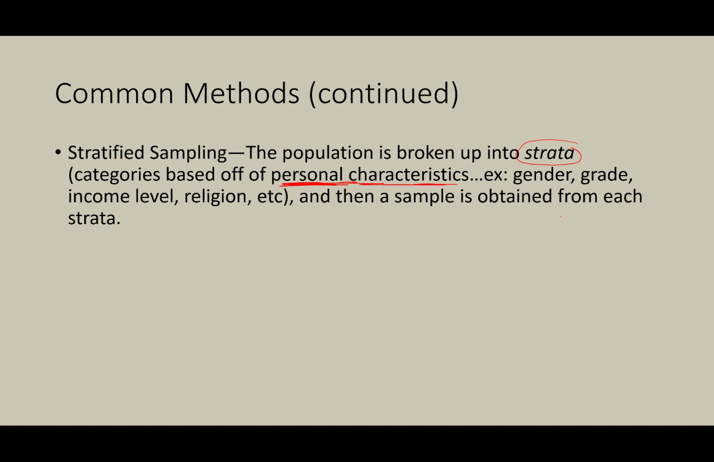So maybe, if you were asking that question about school lunch, you would break the population up into freshmen, sophomores, juniors, and seniors, and then you would ask 10 freshmen, 15 sophomores, 10 juniors, and 10 seniors, or something like that. So they've been broken into strata, and then we use random sampling to get a sample from each of the strata.